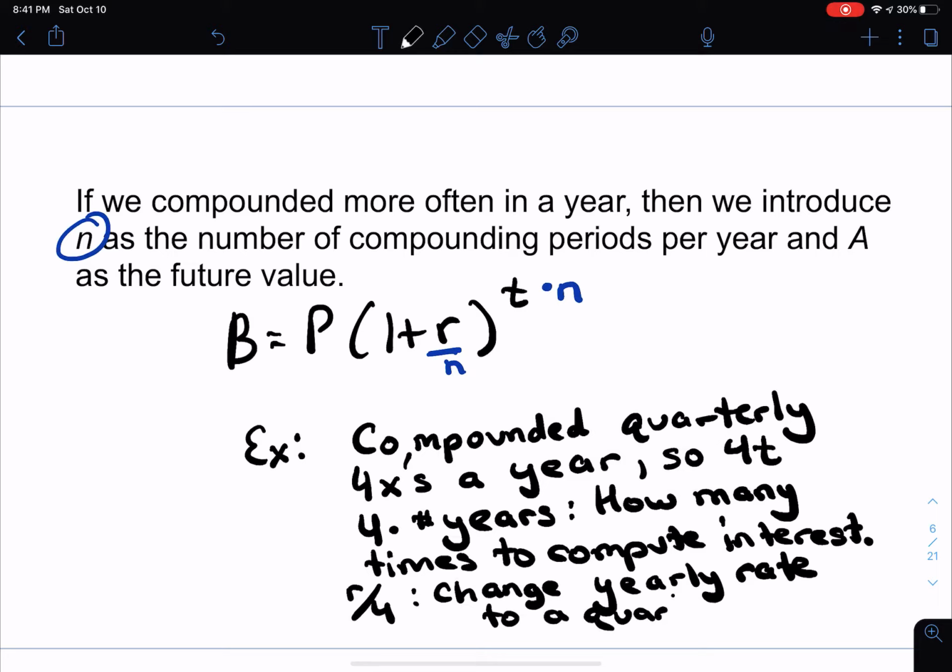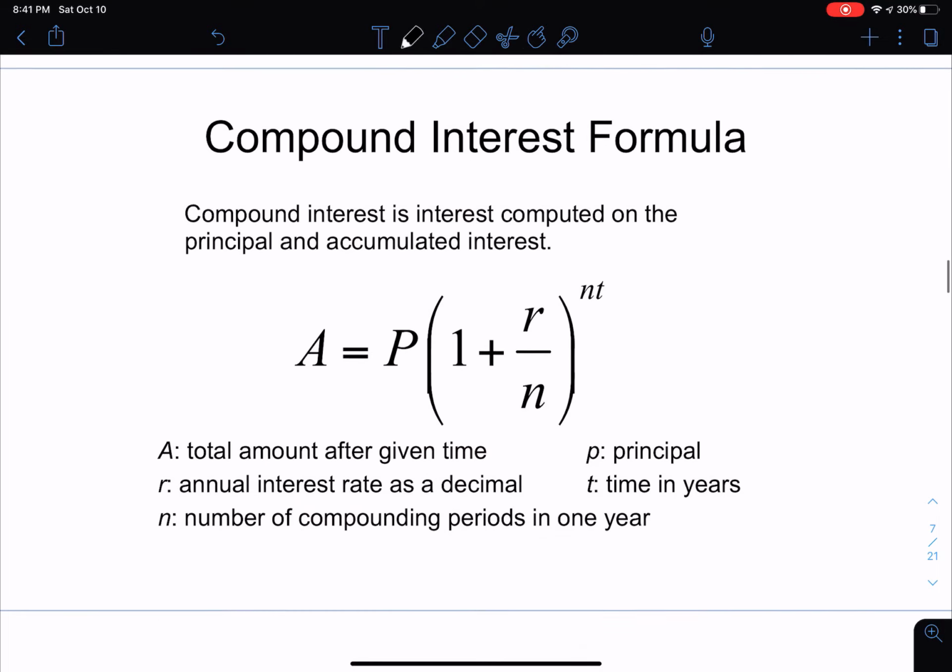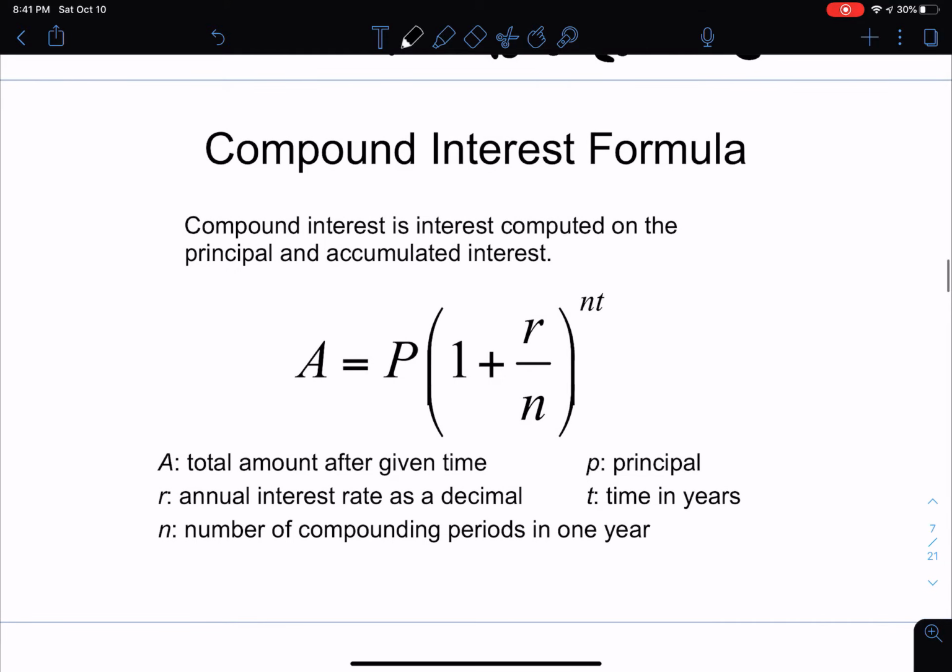So whatever your n is, whatever your compounding periods are, that's what's going to need to go in there. And you'll find that your book, instead of saying B for balance, is going to use a capital A for future value. And it looks like this. Your compound interest formula, interest computed on the principal and accumulated interest, will give you your future value. So it's a little different than the simple interest formula I equals PRT, which spits out your interest. You still have to add it back in to get your future value. This formula spits out your future value, and then you have to do a little subtracting if you want to see what the interest is.